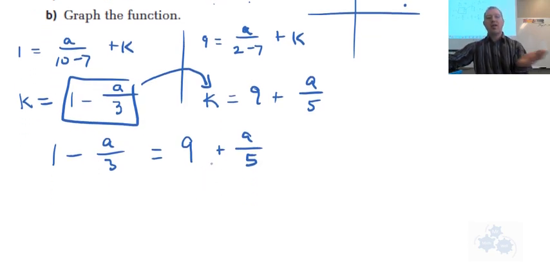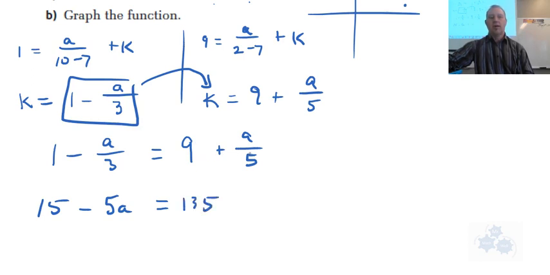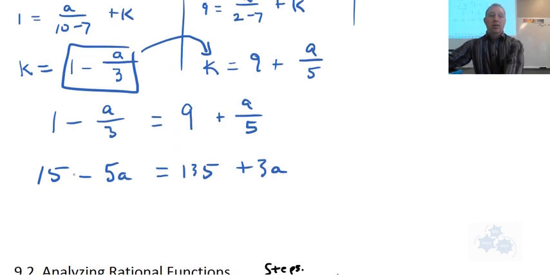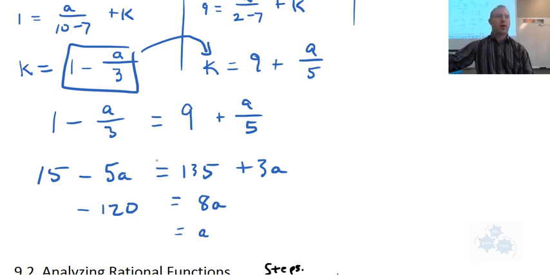We're going to multiply everything by 15 to get rid of the 3 and the 5. So it's going to be 15 minus 15 over 3 is 5, so that's 5a over here. 15 times 9 is 135, is it? And then 15 over 5 is 3. Okay? So let's add 5 to both sides. We've got 8a over here. We're going to subtract 135, so that's going to be negative 120. And a equals what? 120 over 8 is what?